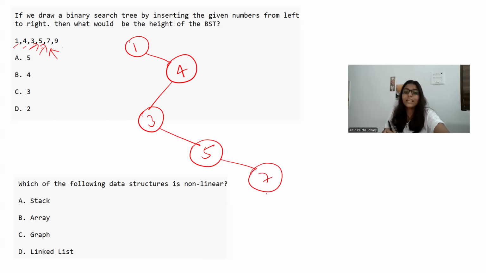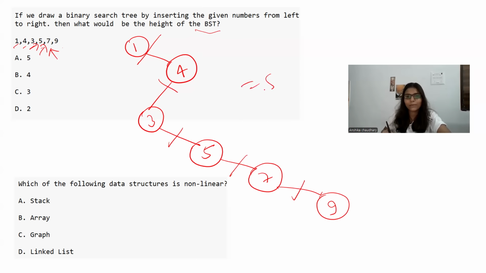So 7. Now 9. So 9 will be compared to 7. Again it is greater than 7, so it will be on the right side, 9. Okay. So it is asking what would be the height of the BST. Height means the number of edges, right? So these are the edges: 1, 2, 3, 4, 5. So 5 will be the height of the BST. Right? I hope it is clear to you.